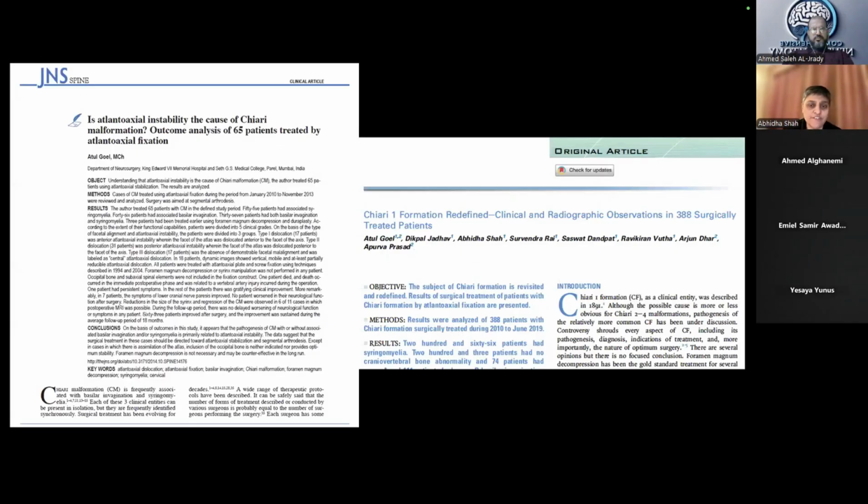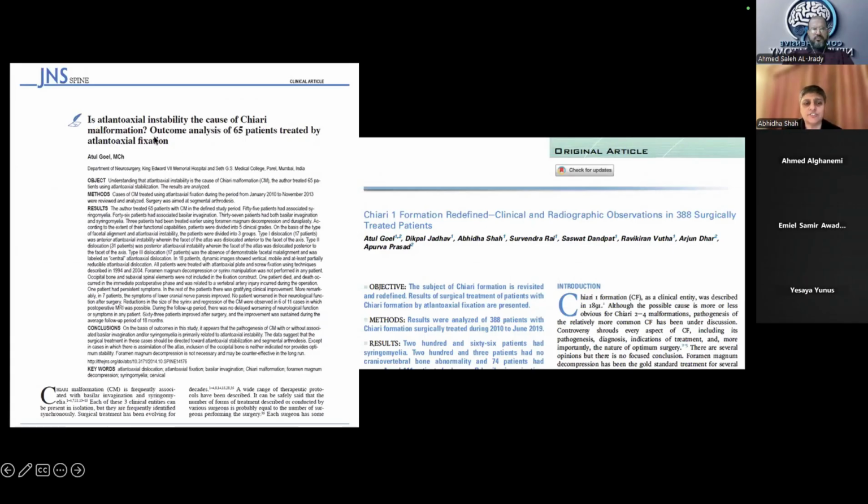Moving on, for group A we said craniovertebral realignment and fixation. Now for group B, we are saying craniovertebral realignment, fixation and stabilization. Now coming to Chiari. Basically, basilar invagination, syringomyelia, and Chiari are all a spectrum of abnormalities at the craniovertebral junction, and the heart of these abnormalities is atlantoaxial instability. So this was our first paper on the subject.